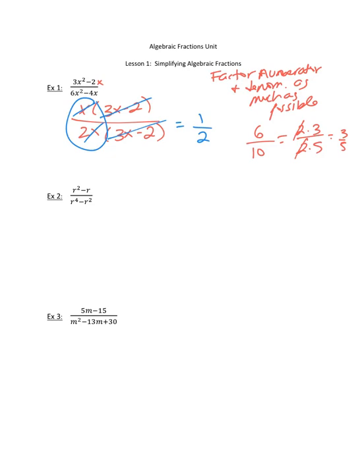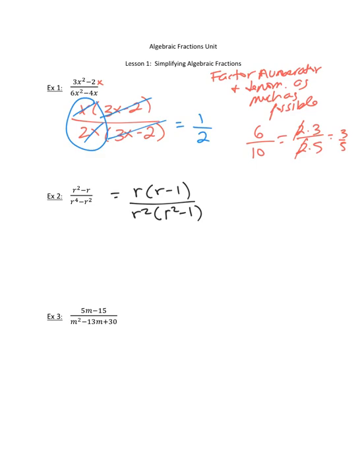Okay, take a look at the next one. r squared minus r is r times r minus 1, with GCF r. In the denominator, I have a GCF of r squared times r squared minus 1.